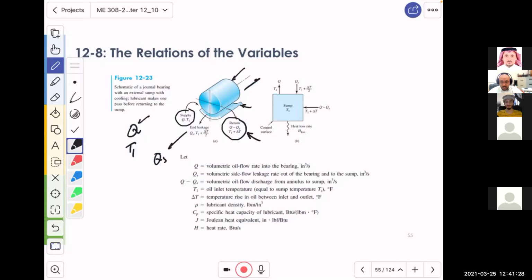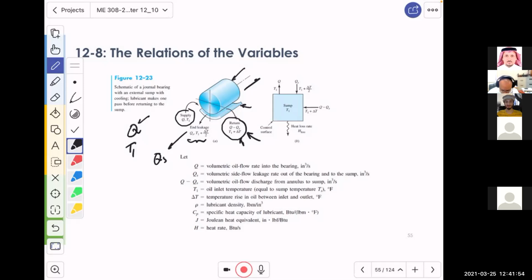And in here, the side flow will have a temperature, which is T1 plus delta T over 2. What is this? We're averaging the temperature between the in and out and taking it out. And in here, we have a temperature T1 plus whatever, an increase in temperature, okay?